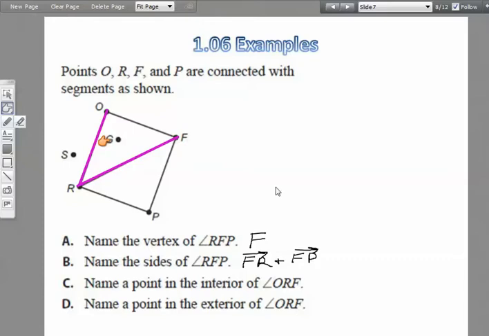That is going to be, and when you're naming points, all you have to do is write the letter. So easy. Name a point on the exterior of ORF. Well, if you look right here, you're looking for a point that's outside of the ray. So you're going to have S. Oops, looks like a 5. Or you could even have the letter P, point P. It's on the outside as well.